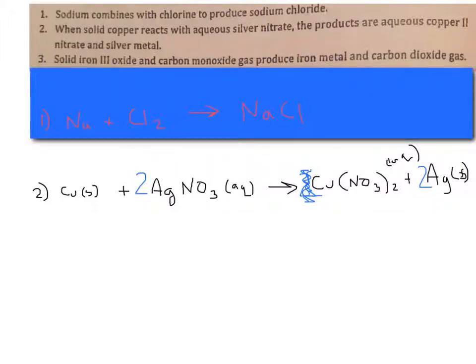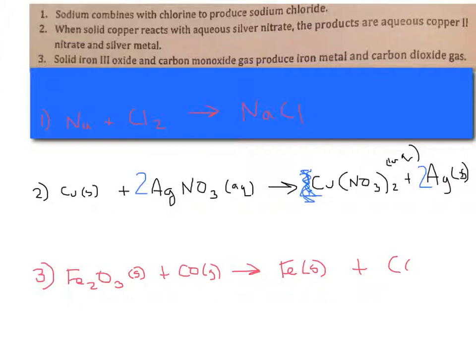is solid iron 3 oxide and carbon monoxide gas produce iron metal and carbon dioxide gas. So solid iron 3 oxide, so that's Fe2O3. And you figure that out just by crisscrossing, right? Yep. Plus carbon monoxide, so that's CO. Yields just Fe. And of course carbon dioxide.